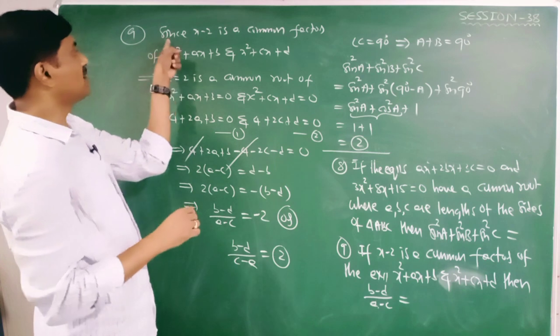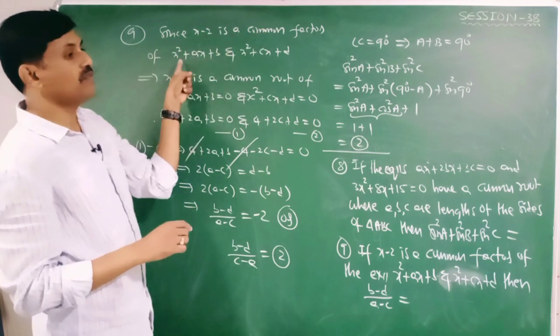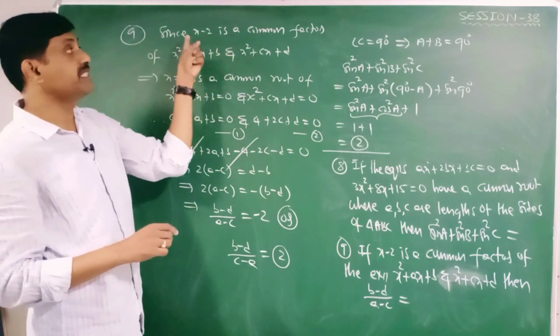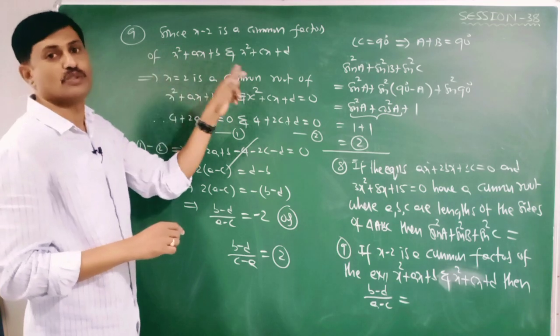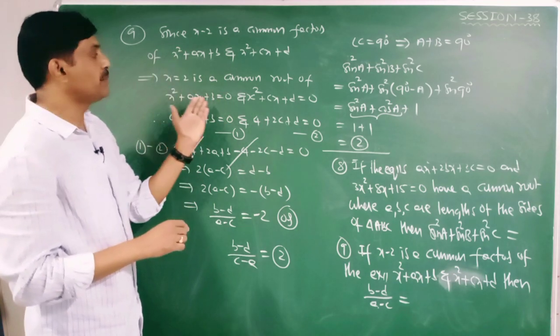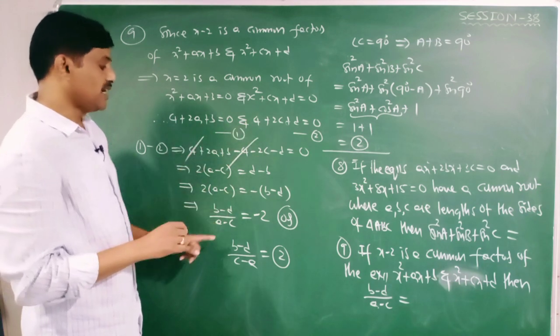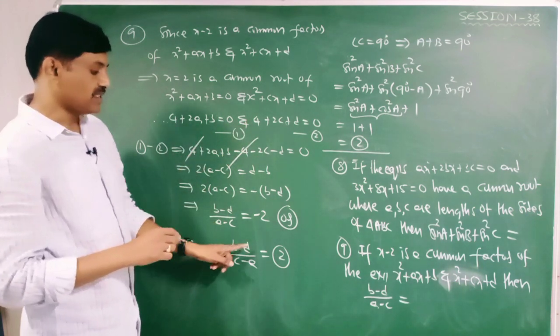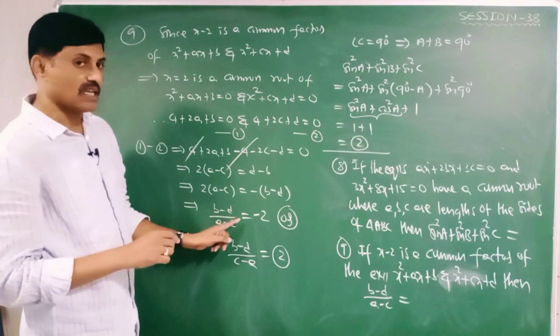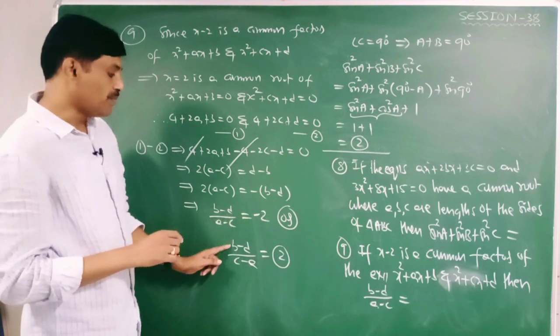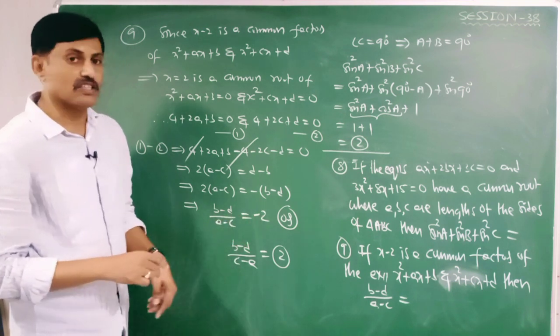Since x minus 2 is a common factor for these two equations, it means x is equal to 2 is a root of these two equations, so just keep 2 in place of x. Now equate or subtract these two, and we are getting b minus d by a minus c, the answer is minus 2, or b minus d by c minus a is equal to 2.